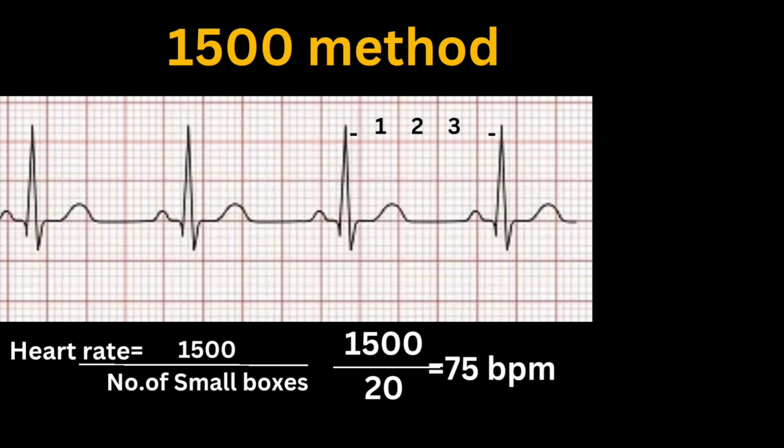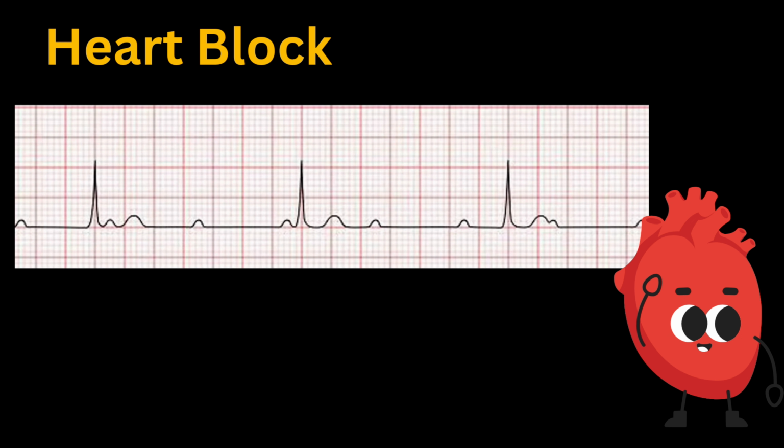Now coming to the ECG of heart block, how do you calculate the rate in an ECG with heart block? If you look, there is a P wave and QRS, and the distance of this P wave from the QRS is larger. And if you look at this one, the distance is even more. So in such cases, the atria are contracting at a different rate and the ventricles are contracting at a different rate. So there are 2 rates going on in a heart block patient.